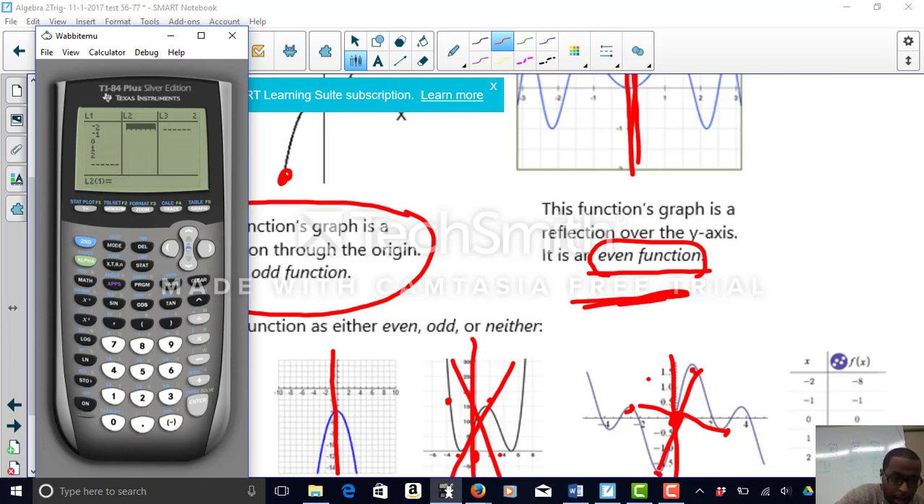I'm going to go to the other side. I'm going to put -8. I'm going to put -1. I'm going to put 0. I'm going to put 1. And I'm also going to put 8.